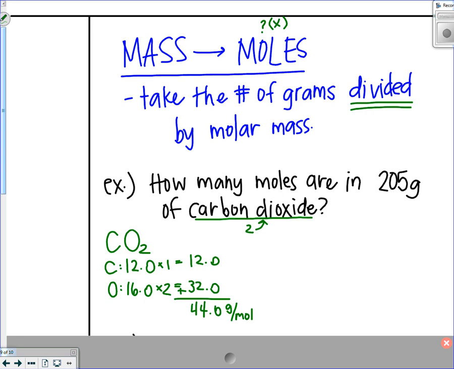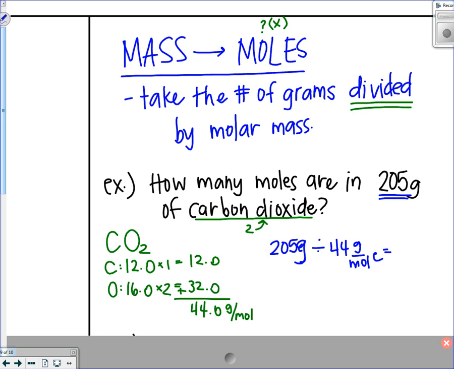So again, first steps are pretty similar. Come up with a chemical formula, figure out the molar mass. Then we are given a mass in the problem. We know that we have 205 grams. And we know that if we have 1 mole of it, that's 44 grams. So how many moles are in 205? Well, we need to do some division. So we take 205 grams divided by 44 grams in every mole.